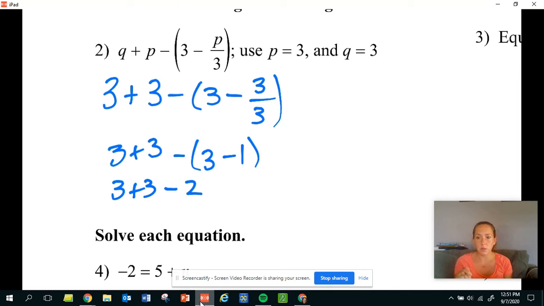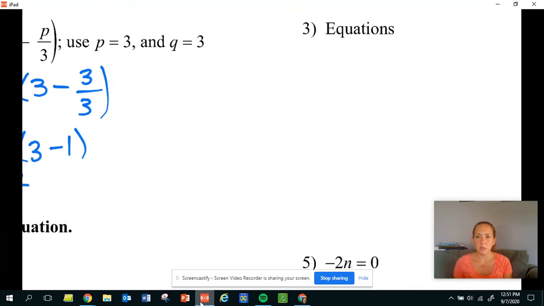So now that all I have left is adding and subtracting, I can just go straight from left to right. So 3 plus 3 is 6. Sorry, I had to take a moment. And then 6 minus 2 is 4. So the answer is 4. How exciting.